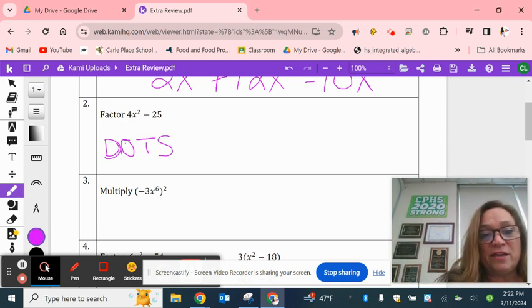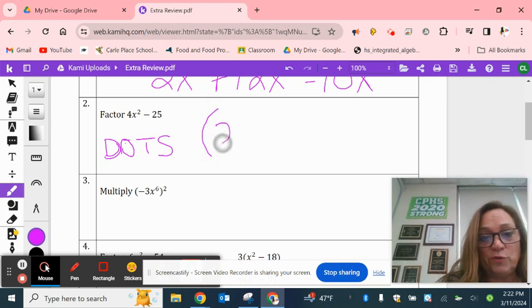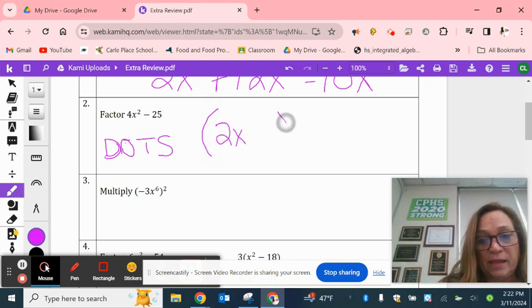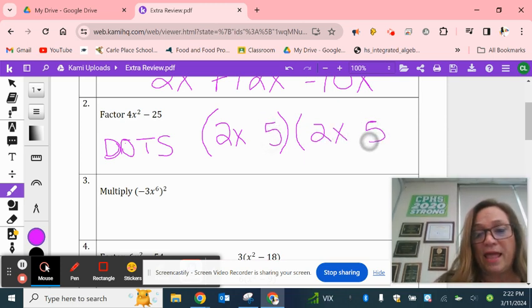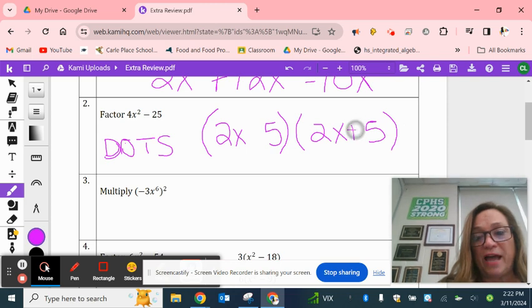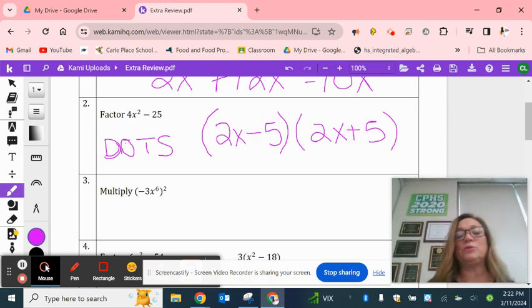So when you do that, you take the square root of the first term, which would be 2x. You take the square root of the second term, which would be 5. And then you just make sure that those are additive inverses. So one's a plus, one's a minus. We also call those conjugate pairs. Now remember, you can totally check all of this on the calculator.